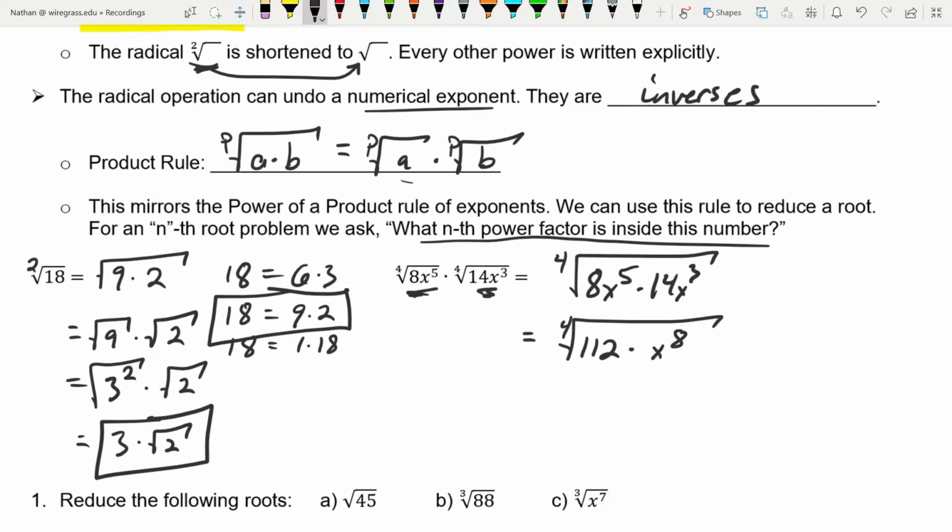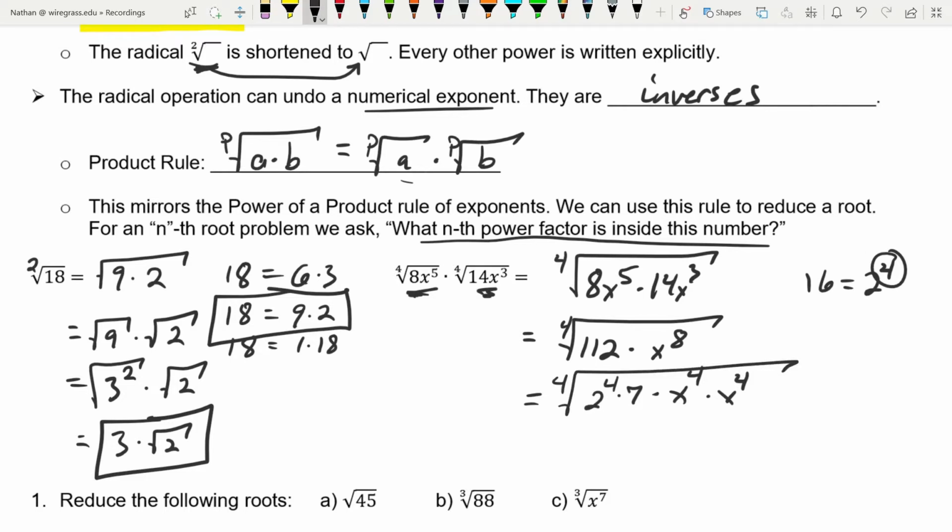Now, what we can do is break up the radical. 112 is the same thing as 16 times 7, and 16 is 2 to the 4th power. The 4th power is what I care about because I have a 4th root. And then x to the 8, well, that's the same thing as x to the 4th times x to the 4th. Again, the 4th power is what I care about since I have a 4th root. I'm going to rewrite 16 as 2 to the 4th power.